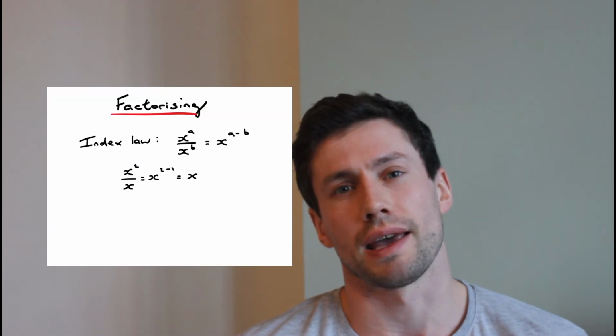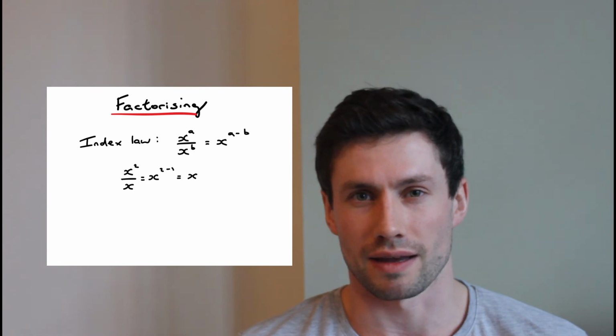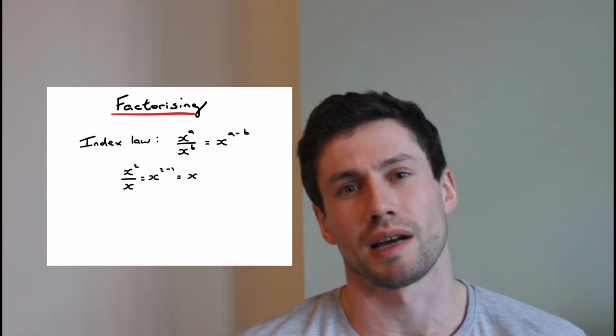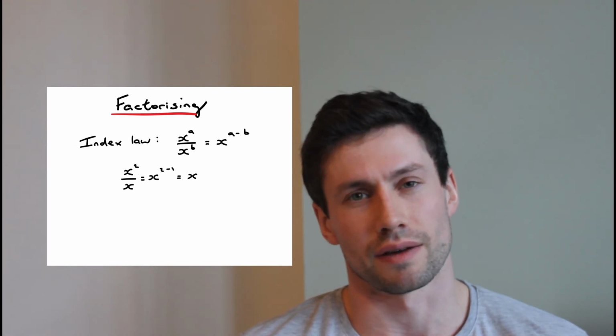x to the power of a divided by x to the power of b equals x to the power of a minus b. Remember that x to the power of a just means x multiplied by itself a times. Let's look at a few examples to see how this works.